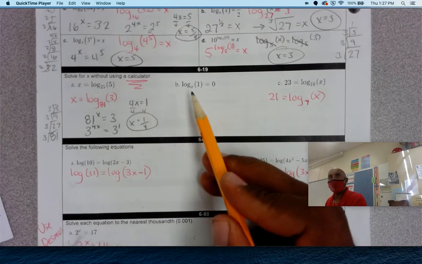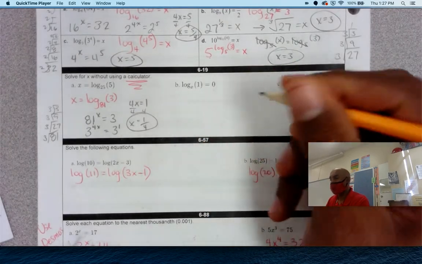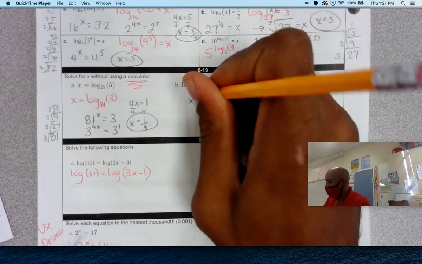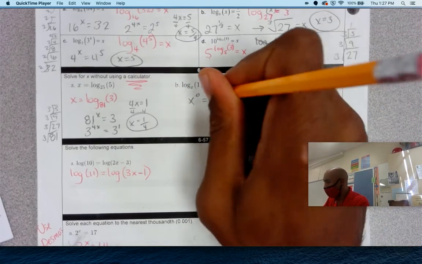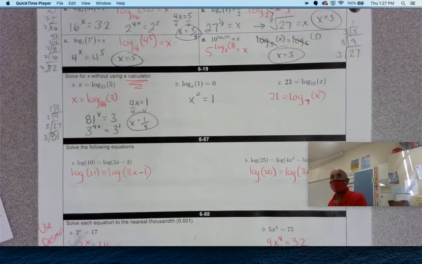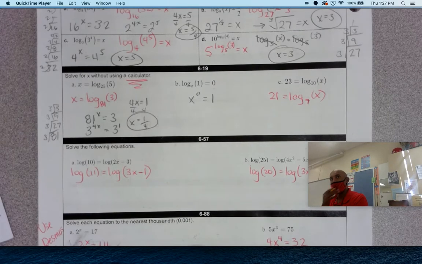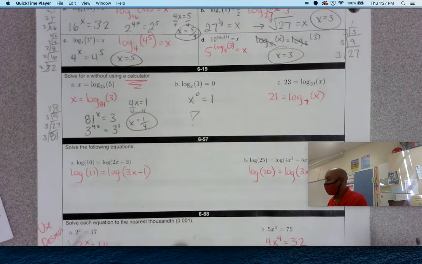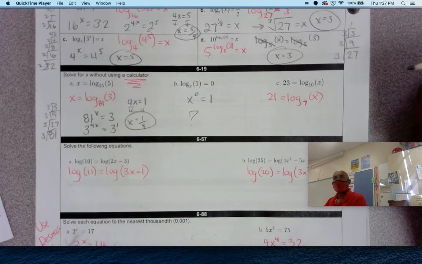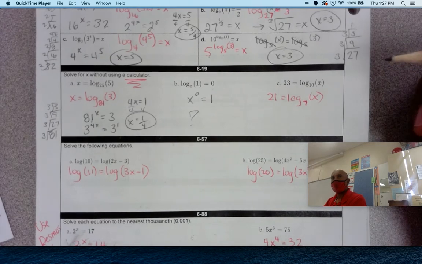Okay, now this one, I'll help you set it up. I want you to solve it on your own. X to the power of 0 is equal to 1. What number could go there and make that true? All right, you figure that out. Message me or email me if you want help on that one.